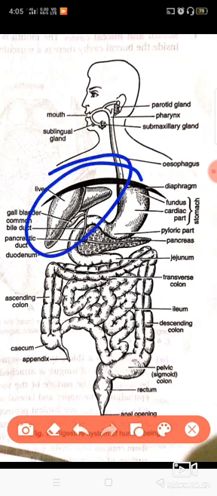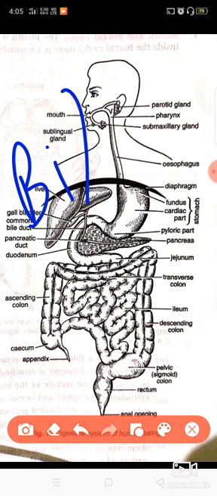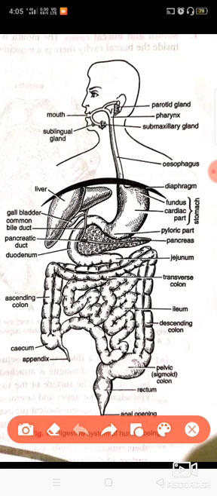And one more thing is coming here, you can see one more organ or a gland, which is known as the liver. Liver is the largest gland of the body. Okay, so this liver produces bile juice. This bile juice is produced by the liver, and it is stored in the gallbladder. You can see this structure here, this is known as the gallbladder.